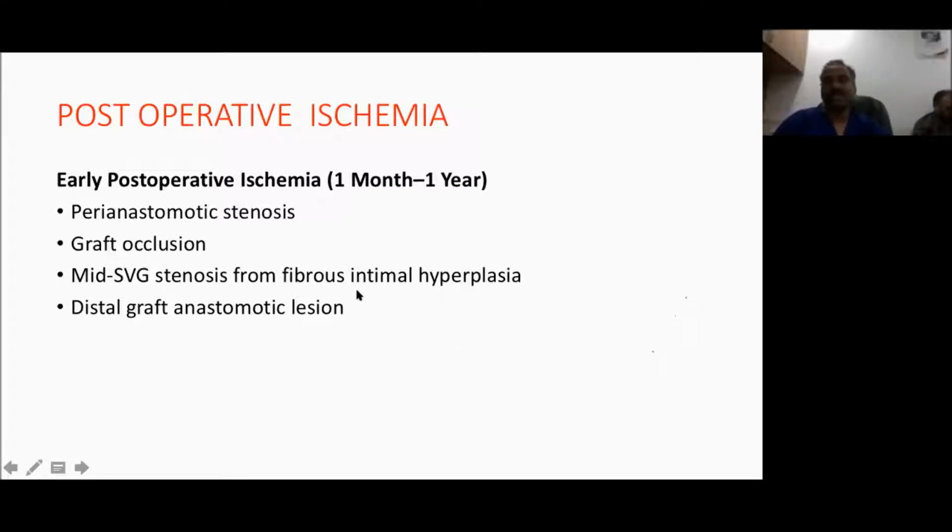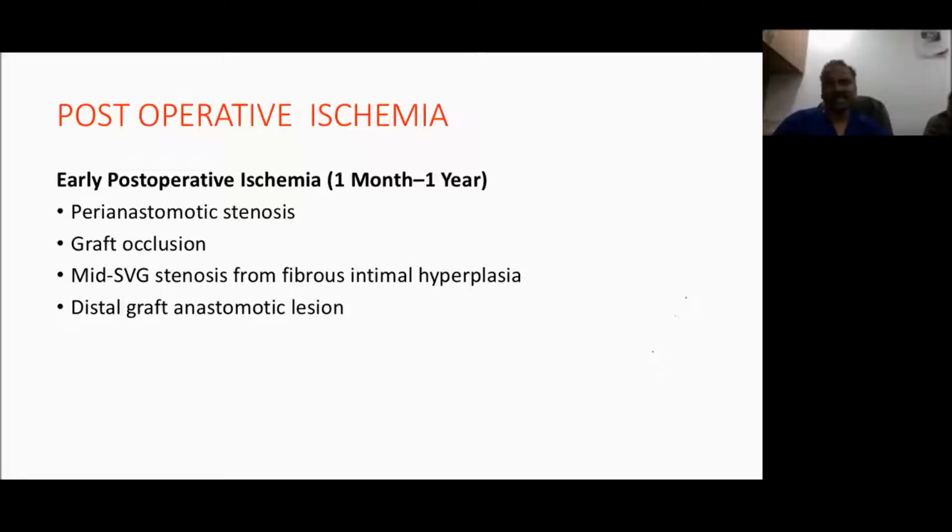Because in these situations, the expansion of your stents is a bit tough. But in degenerative grafts, expansion of stents is very easy, but embolization is more common. So in fibrous intimal hyperplasia, expansion is an issue but there won't be any embolization. But in degenerated old grafts, embolization is an issue, not expansion.